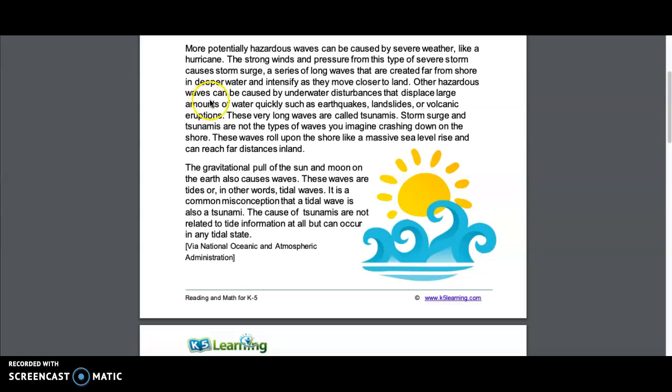Other hazardous waves can be caused by underwater disturbances that displace large amounts of water quickly, such as earthquakes, landslides, or volcanic eruptions. These very long waves are called tsunamis. Storm surge and tsunamis are not the type of waves you imagine crashing down on a shore. These waves roll upon the shore like a massive sea level rise and can reach far distances inland.